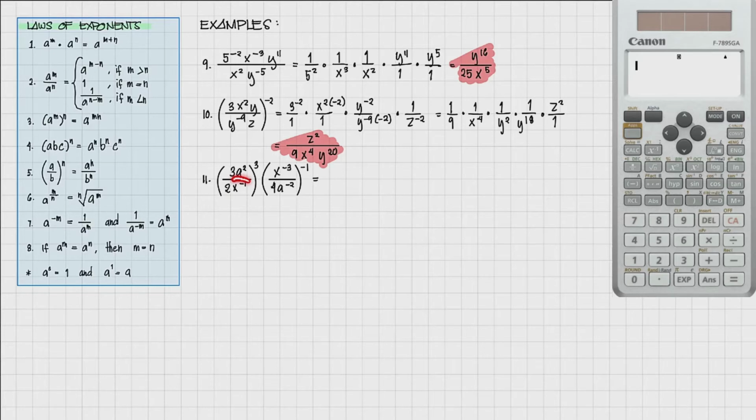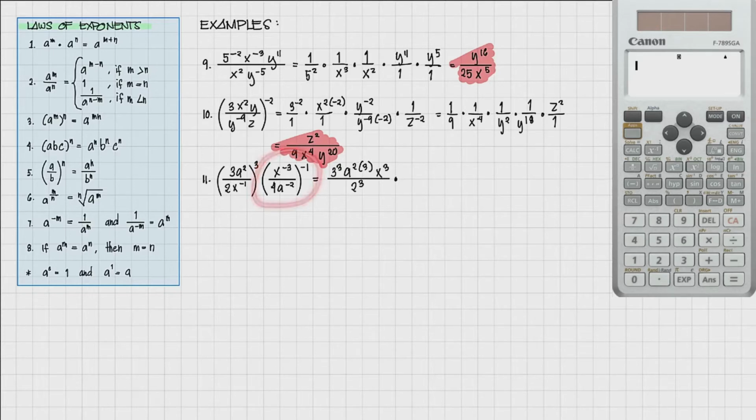Itong mga negative exponents natin here. So what happens when you have a denominator with a negative exponent? You could just bring it up, right? So let me rewrite that. So 3 raised to 3. While doing that, I would also distribute this exponent to all our variables. So 3 raised to 3 times a raised to 2 times 3. And then this one will be brought to the numerator. So you'd get x raised to 1 times 3. And then this would be all over 2 raised to 3. There you go.